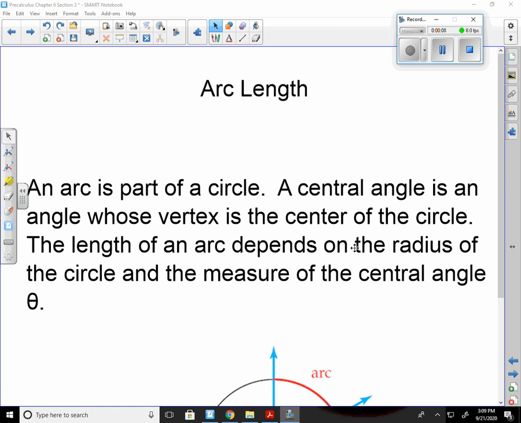Okay, we left off yesterday getting ready to talk about arc length. Not an ark like a boat, an arc like a circle. And this is ARC, not ARK. An arc is part of a circle. A central angle is an angle whose vertex is at the center of the circle. The length of an arc depends on the radius of the circle and the measure of the central angle, theta.